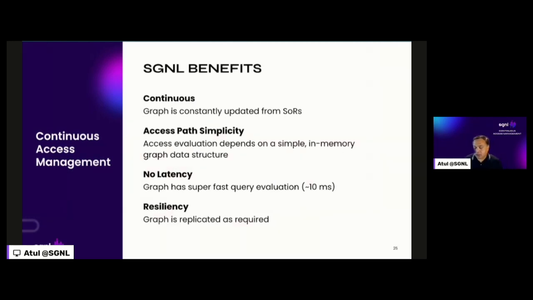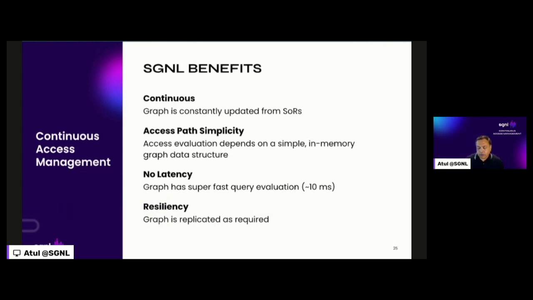The first thing is that it enforces continuous access based on data that is updated constantly from your systems of record, right? So anything changes in your CRM, anything changes in your ticketing system, it'll get reflected in the graph instantaneously, right? And so because of that, your decisions are based on the latest data always, right?